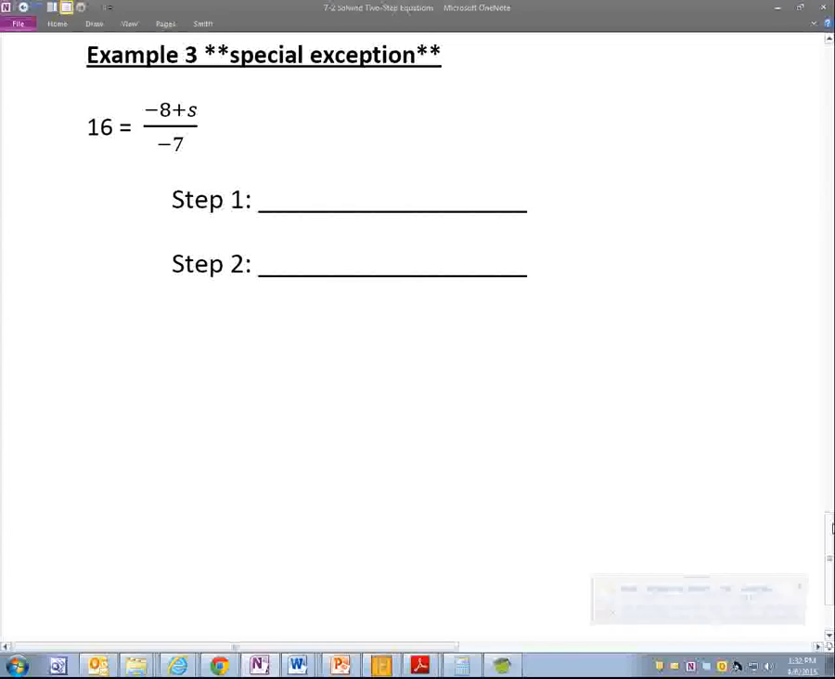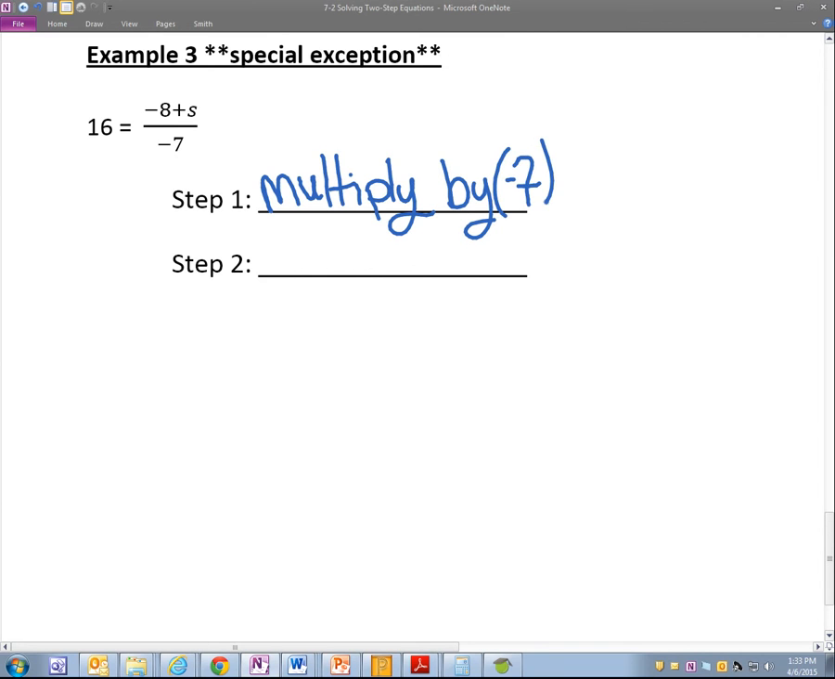So we have example 3. This one has this special exception. And what does it say on the other side of your page? We have to multiply by the denominator first because that's what you wrote down on the side of your page. So we're going to multiply first. So we're going to multiply by -7 both sides.